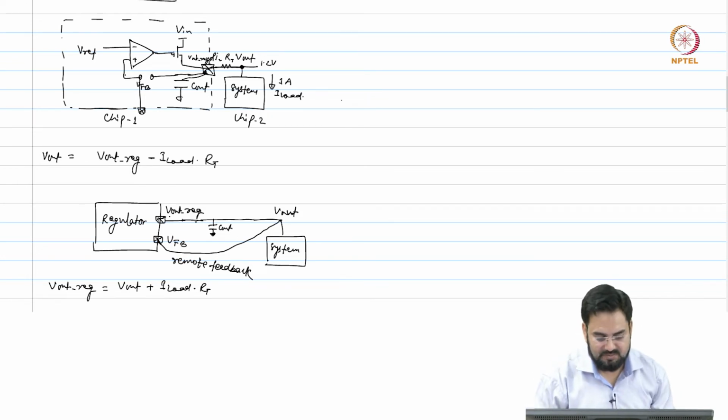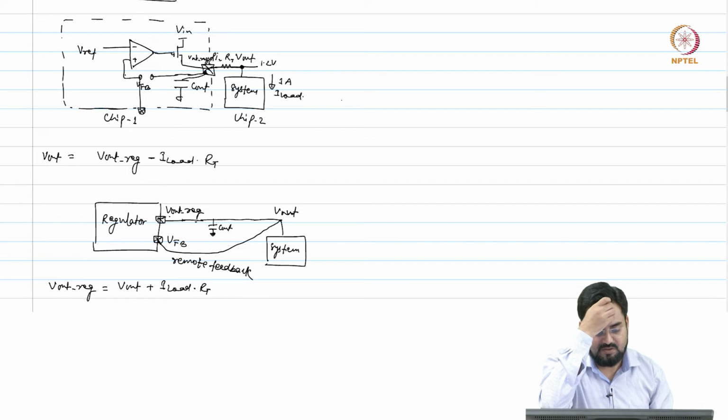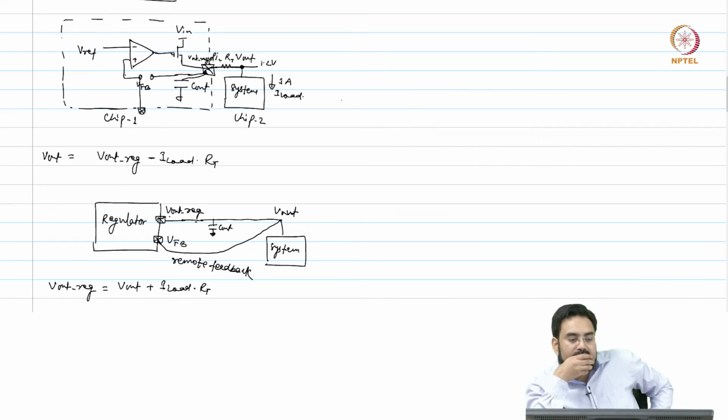But if your accuracy is more important, then you do not have any option, you have to do this. Is there any other way I can fix this without putting this feedback?